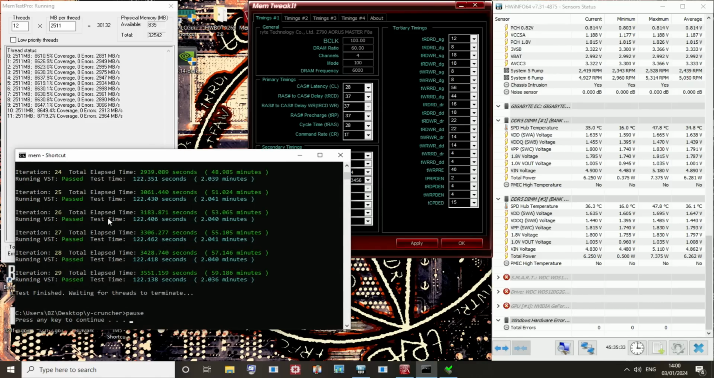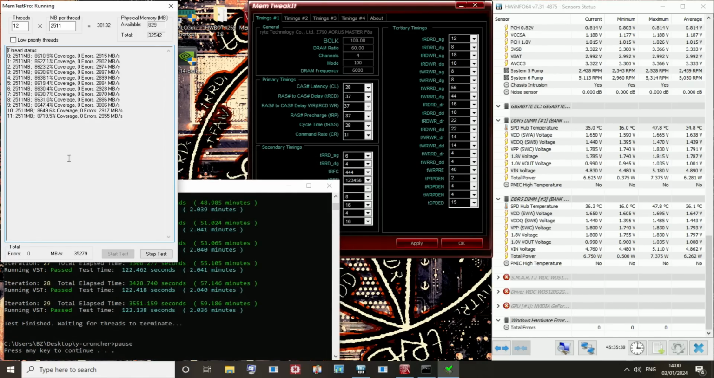It ran y-cruncher VST for an hour, and then after running y-cruncher VST, I just started HCI MemTest, and I've just let it run for almost 2 days now. And there's 8,000% coverage. And you'll notice something, there are no errors.